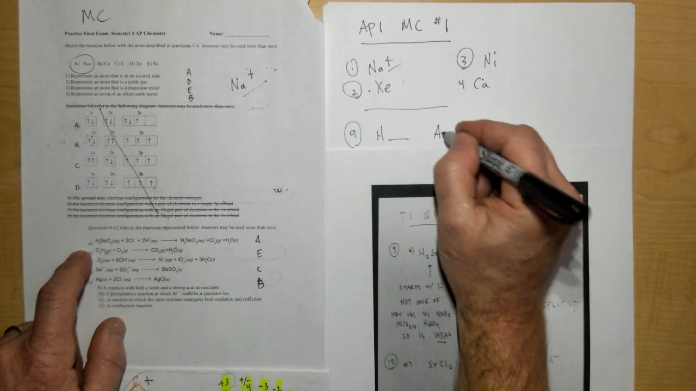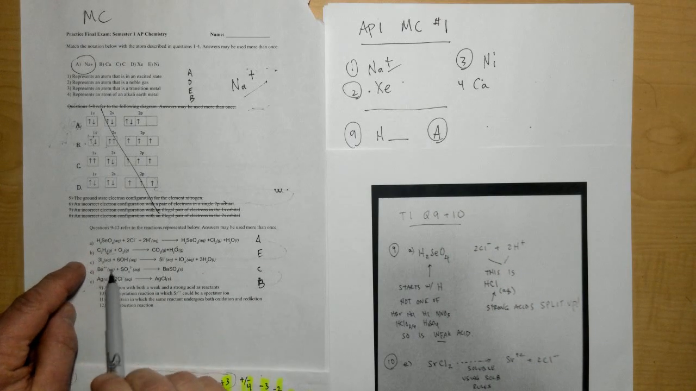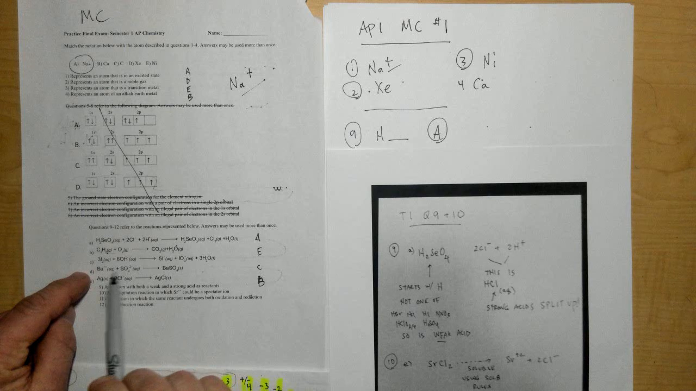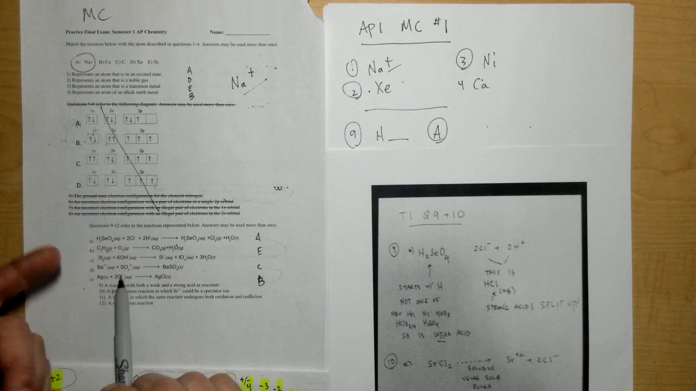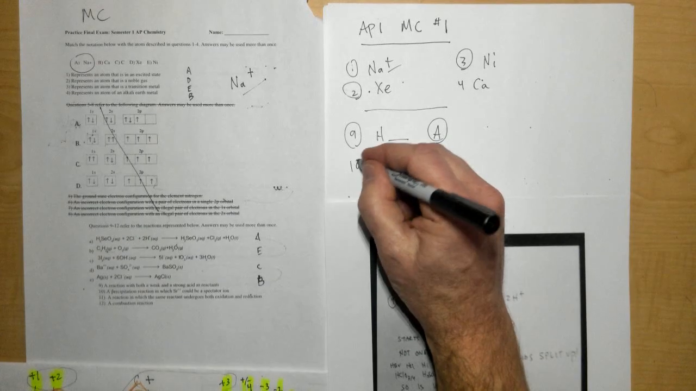And so letter A right here would show a weak acid plus a strong acid. This is not an acid, this is not an acid, these are not acids, these are not acids either. And so letter A is the only one that has a weak and a strong acid in it.